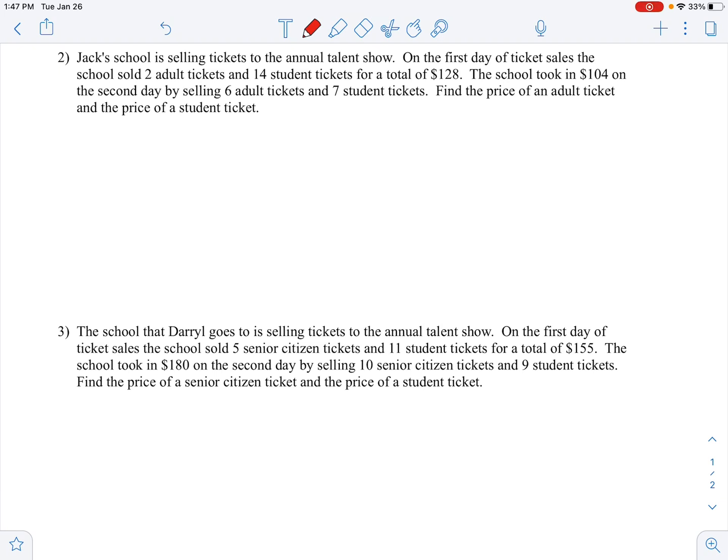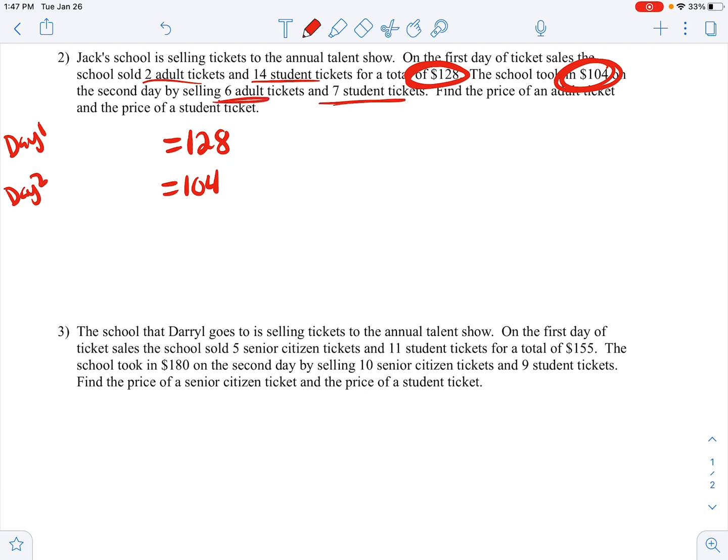Jack's school is selling tickets to the annual talent show. On the first day of ticket sales, the school sold 2 adult and 14 students. So there's some numbers. For a total, here's my total of 128. The school took in $104 on the second day. There's another total. So we have an equation for day 1 and an equation for day 2, by selling 6 adult and 7 student. Find the price of adult and student tickets.